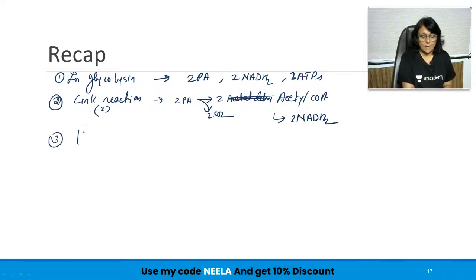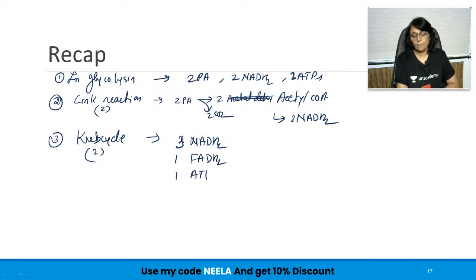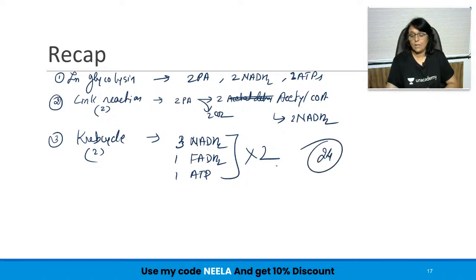Then the next step is Krebs cycle. In Krebs cycle, from 1 glucose there will be 2 Krebs cycles, and 1 Krebs cycle gives us 3 NADH2, 1 FADH2 and 1 ATP. And this has to be doubled because 1 acetyl CoA will go through 1 cycle, second molecule will give us second. So this is going to give us total 24 ATPs, right?